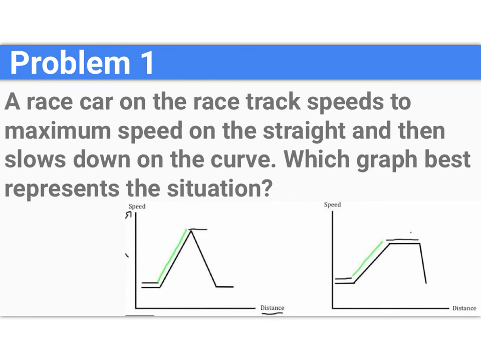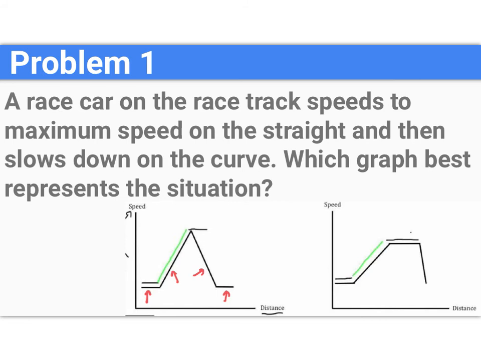Okay, a race car on the racetrack speeds to maximum speed on the straight and then slows down on the curve. Which graph best represents the situation? So let's see what we have. Speed versus distance. So on a speed versus distance graph, this is speed, this is acceleration, this is deceleration, and this is constant speed. So the race car speeds to a maximum speed on a straight and slows down on a curve.